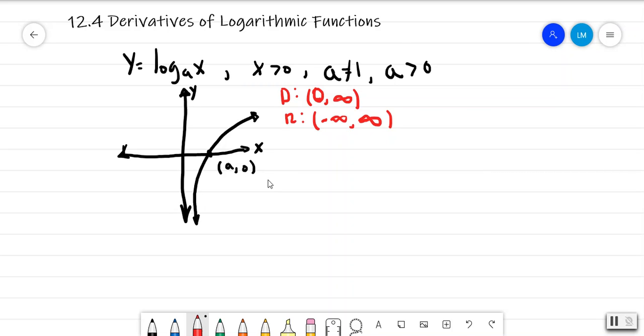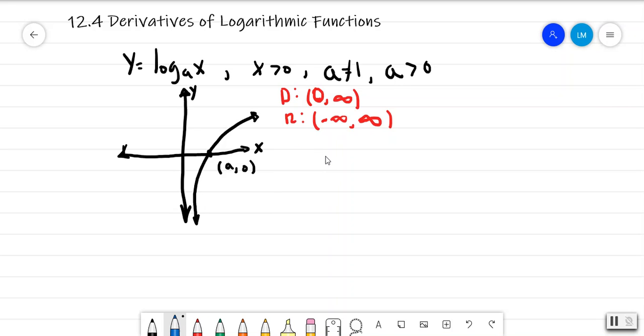Hello, so in this video we're going to talk about derivatives of logarithmic functions. Now, a logarithmic function is what we say is the inverse of the exponential function, which means that in a way you're going from one form to the other.